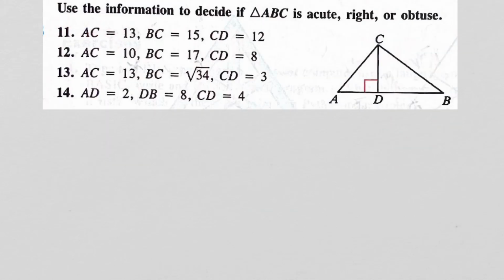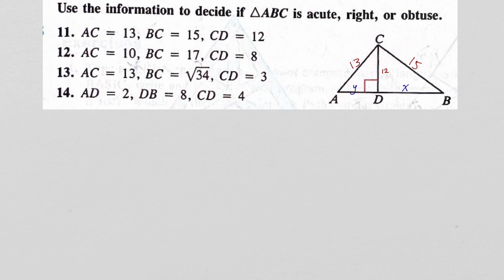Okay, for number 11, AC is 13. BC is 15, and CD, this side here, is 12. Okay, we're trying to figure out if this triangle here is a right triangle, acute, or obtuse. Okay, I'm going to find this missing side X and this missing side Y, and I'm going to use this information here to find Y.